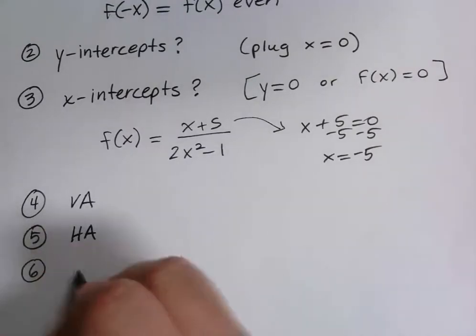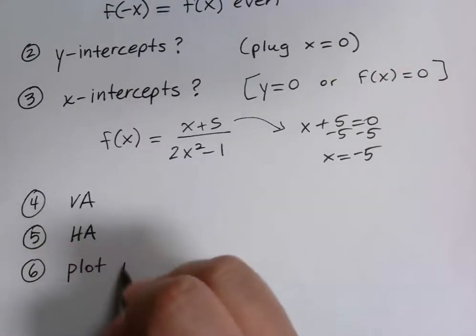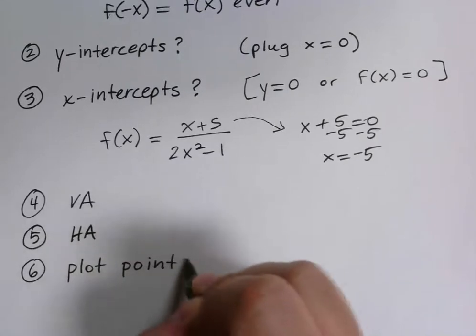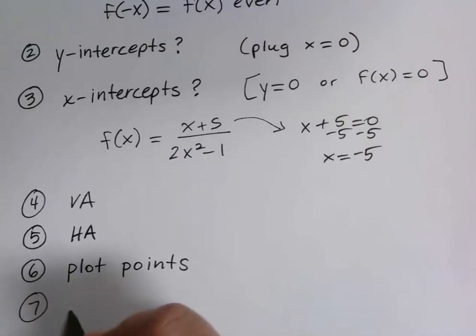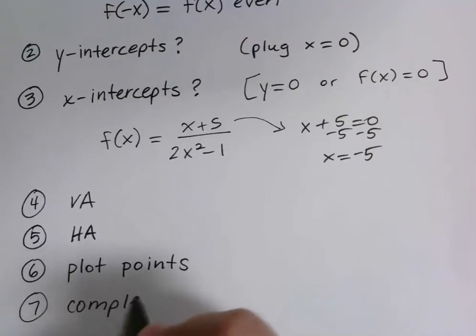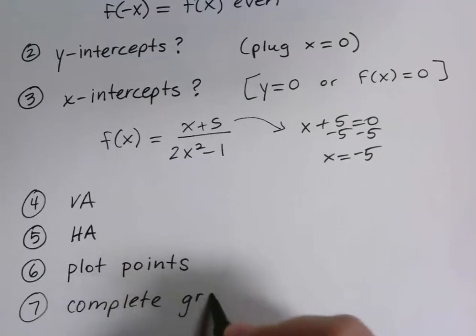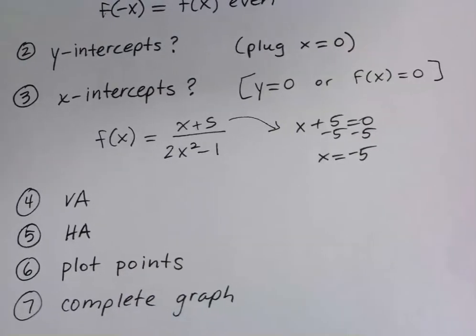Next, they're going to have you plot several points. In other words, a kind of table of values. Pick an x value, plug it in, see what your y value is. That gives you a point on the graph. And they're going to have you do that for several points. And then the final thing is complete the graph. So that is their 7-step process. And they will walk you through that process, but it's all stuff you know how to do.